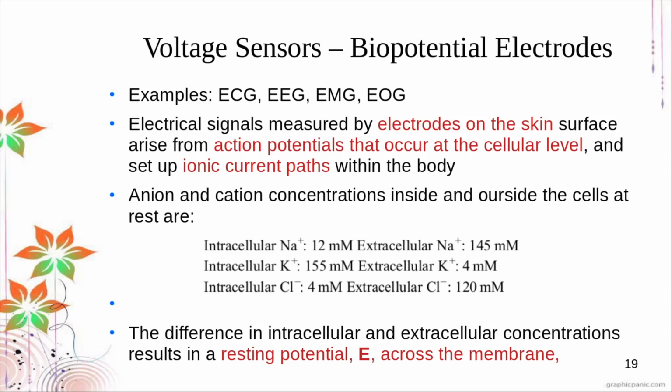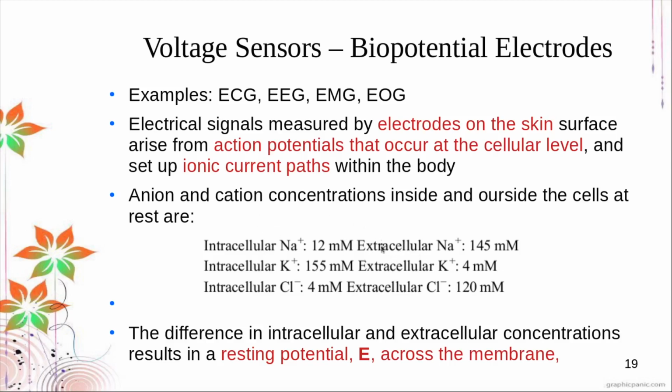So the sources of the charge, the movement of charge inside the biological system, are the dissolved ions in the aqueous environment. In the cell, you have a sodium ion concentration of 12 millimolar, and outside the cell it's 145 millimolar. For potassium, you have 155 millimolar inside, and outside the cell it is 4 millimolar. For chloride, it's 4 millimolar inside and 120 millimolar outside. If you look at these values, you can see there's a really large difference, especially the potassium ion concentrations, inside and outside.